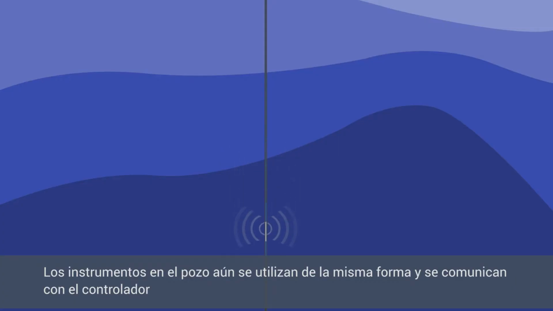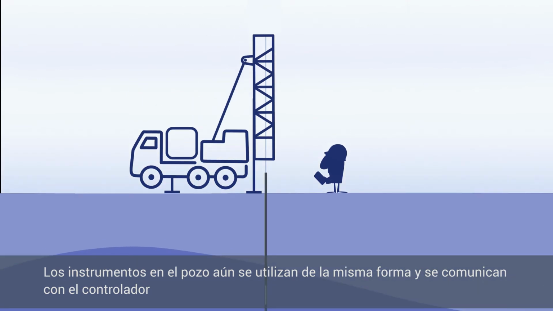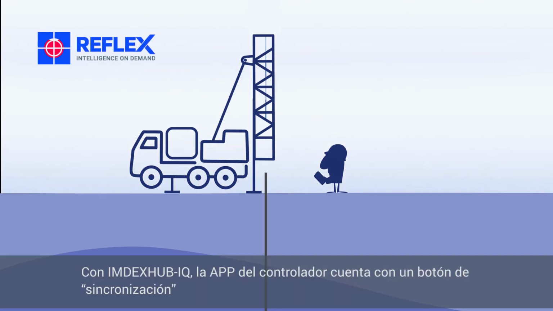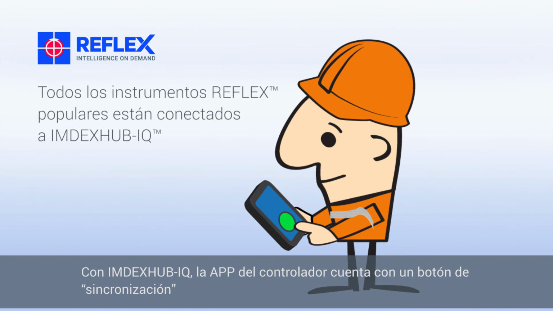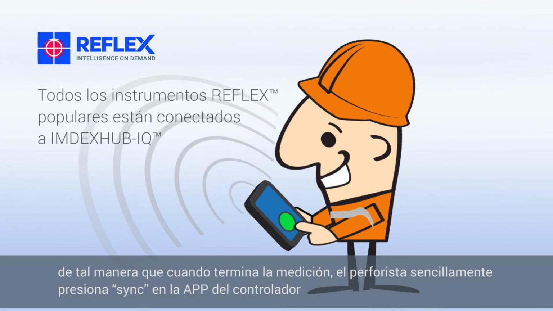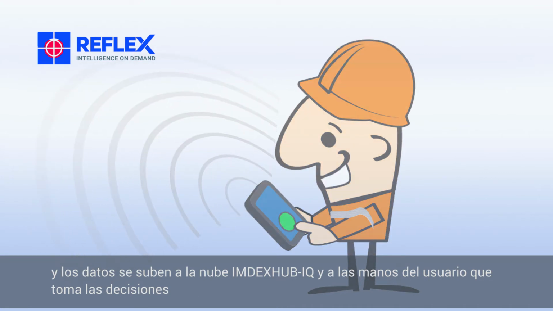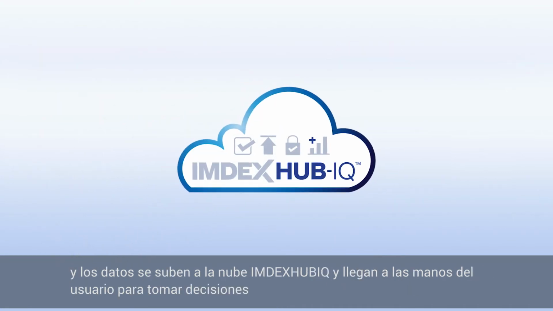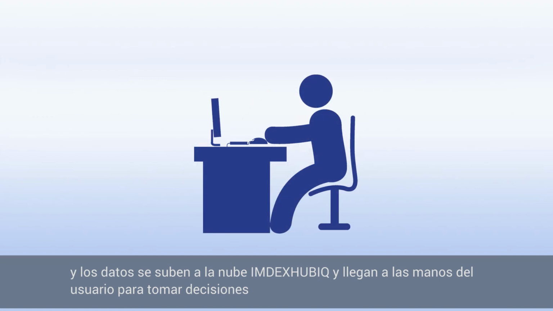Downhole tools are still used in the same way and communicate to a controller. With IMDEXHUB-IQ, the controller has a sync button. So once the survey is finished, the driller simply presses sync on the controller and the data is uploaded into the cloud to IMDEXHUB-IQ and into the hands of the user to make decisions.